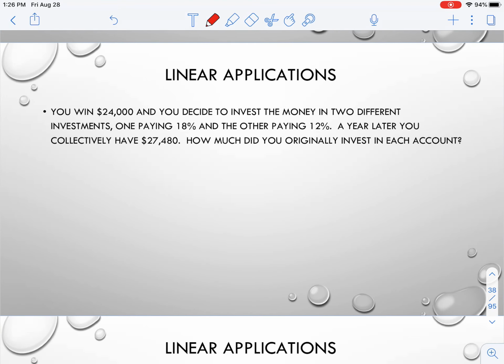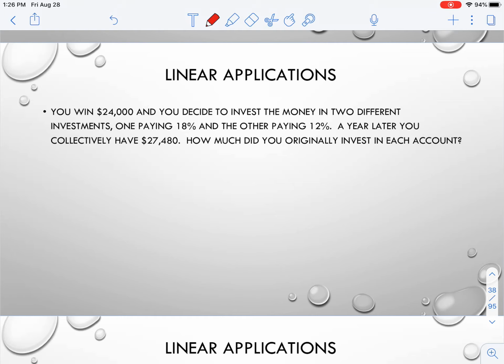The next one that I have here is you win $24,000, lucky you, and you decide to invest the money in 2 different investments, one paying 18% and the other paying 12%. A year later, you collectively have $27,480. How much money did you originally invest in each account?